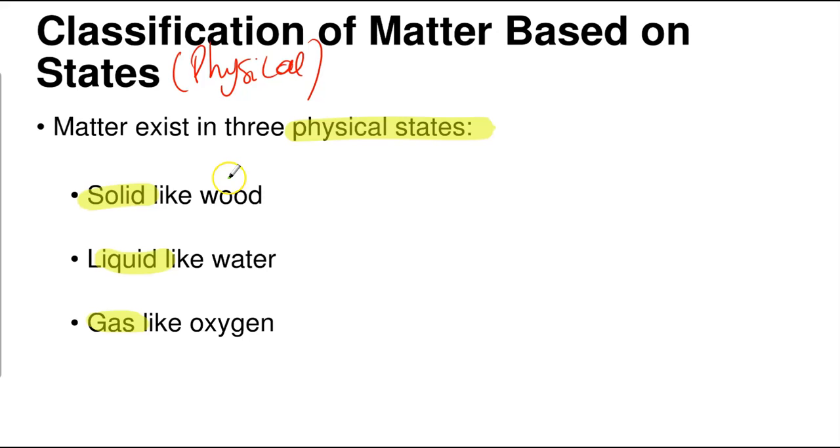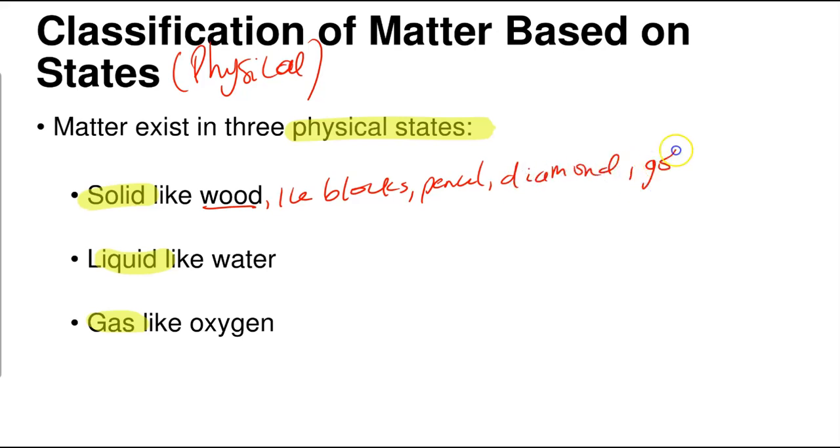An example of solid is something that is thick and does not really move around that much. Example here, we have wood. I'll write other examples. Ice blocks, good examples. Pencil, a pencil is solid. Diamond, the jewelry, the gold are all examples of solid matter. What about the liquid?